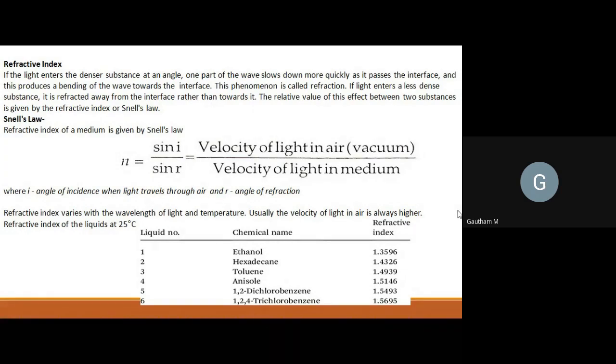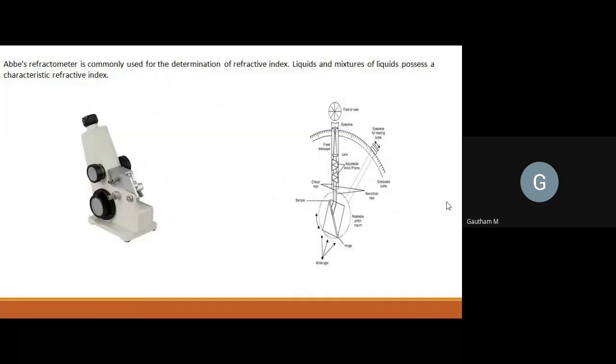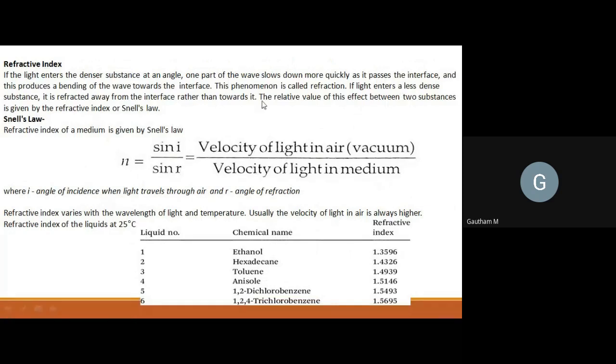According to Snell's law, sin I by sin R is a constant, where I is the angle of incidence and R is the angle of refraction. I is the angle of incidence when the light travels through the air, and R is the angle of refraction. So sin I by sin R is a constant which is indicated by N, and that constant is known as refractive index.